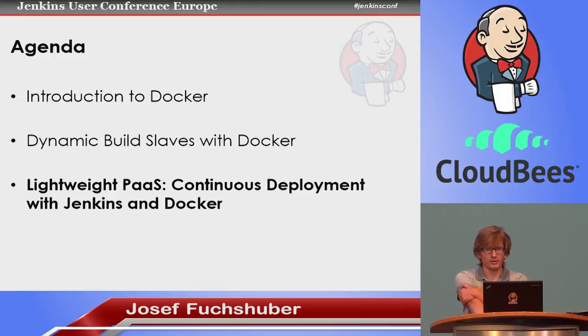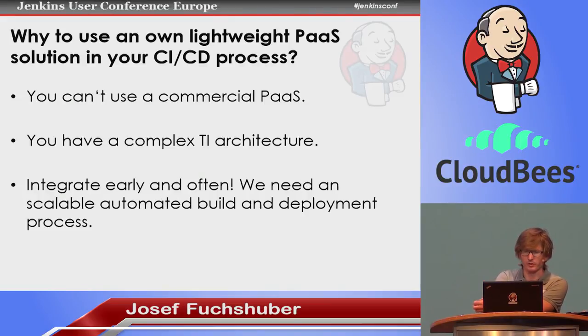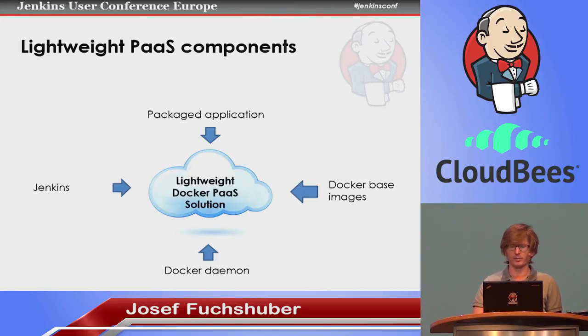Okay, last part, I want to show how we can use our own lightweight platform as a service infrastructure. When should we use it? We can't use a commercial PaaS like CloudBees or App Engine because our application has confidential data. We have a complex IT architecture, special databases, special runtimes, own compiled server components, integrated closed networks, and so on. But we have to integrate early and often, so we need a scalable, automated build and deployment process.